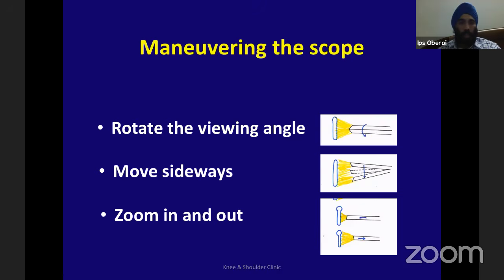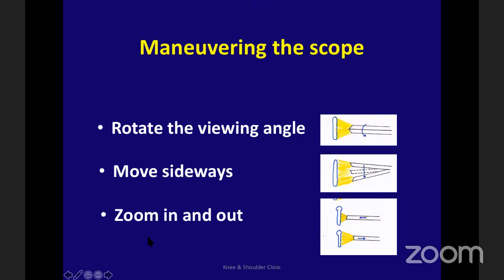Tejas, you have a question? Yes, sir. My question is about this slide only, maneuvering the scope. Sometimes in a very narrow or small knee, while doing a zoom out, we come out of the portal and we again have to insert the scope and sheath. So what are the tips and tricks by which we can avoid getting out of the knee totally?